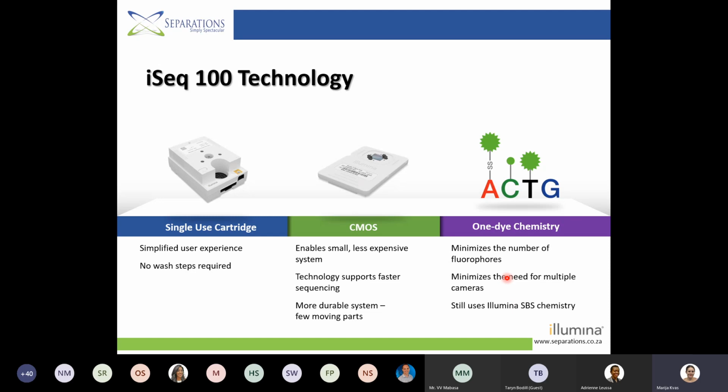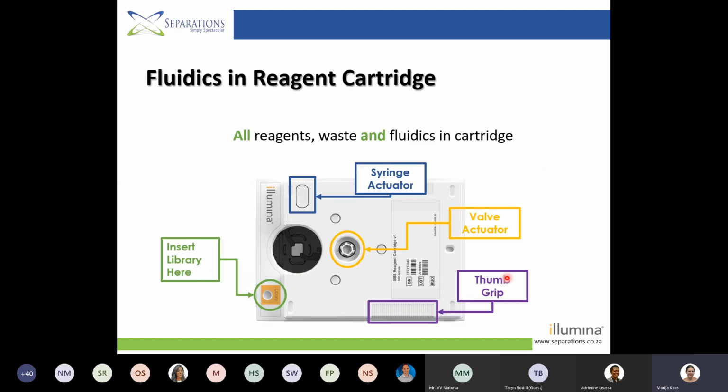So we'll look into each of these features in more detail, and this is just an illustration to show you that the cartridge is actually also a fluidic system. It has a syringe that will pump the reagents. It has a selector valve which will make sure that different reagents are pumped through the system and onto the flow cell during the different times of the run.